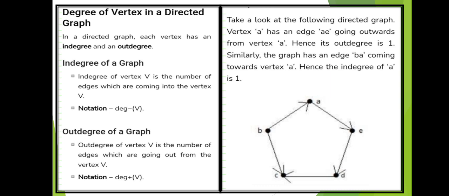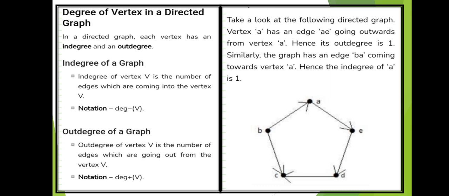In a directed graph, each vertex has an in-degree and an out-degree. So what is the in-degree of a vertex? The in-degree of a vertex V is the number of edges which are coming into the vertex V. It is denoted by degree minus V. So what is the out-degree of a vertex? The out-degree of a vertex V is the number of edges which are going out from the vertex V. It is denoted by degree plus V.